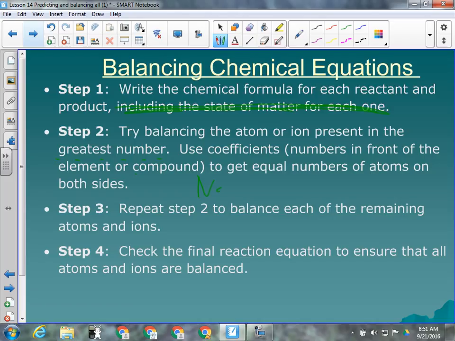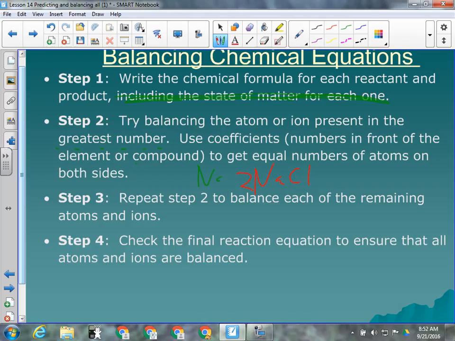If you're told you have this stuff, you can't just go, oh, well, I need 2 chlorines, I'll just do that. Can you balance a reaction by doing that? No, because that's not sodium chloride anymore. That compound doesn't exist. I can't change what I have, but I can put a coefficient in front of it and change how much of it I have. That's all you can do to balance a reaction is change how much, not change what. And then step 3, repeat step 2 to balance each of the remaining atoms and ions, and we've seen how you kind of go back and forth in a reaction in order to get it to work.